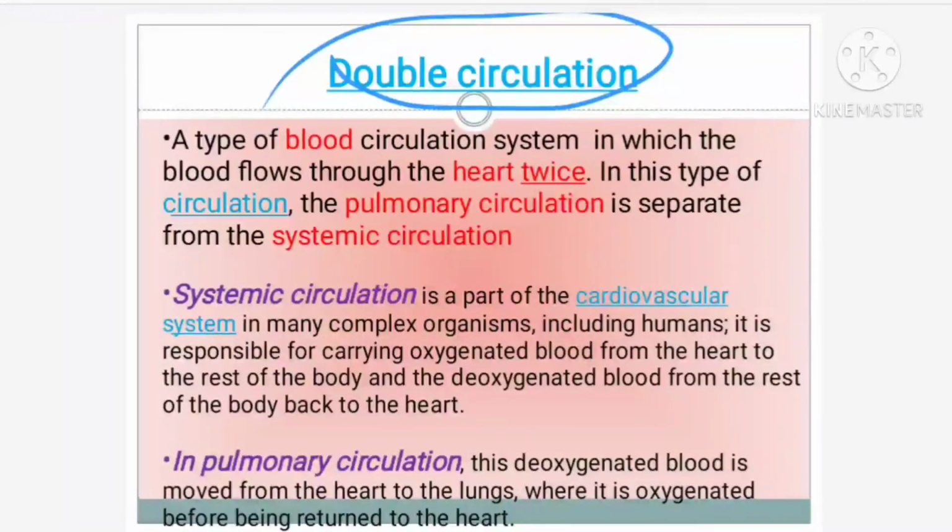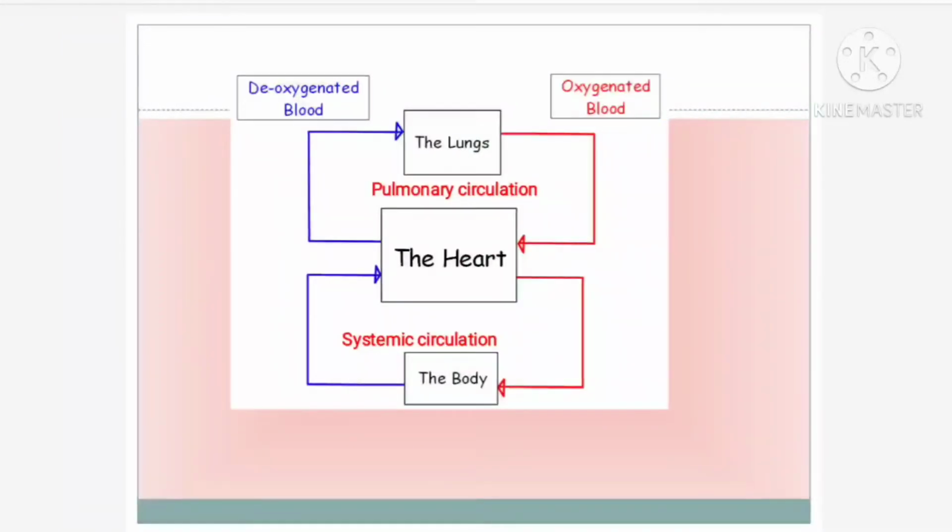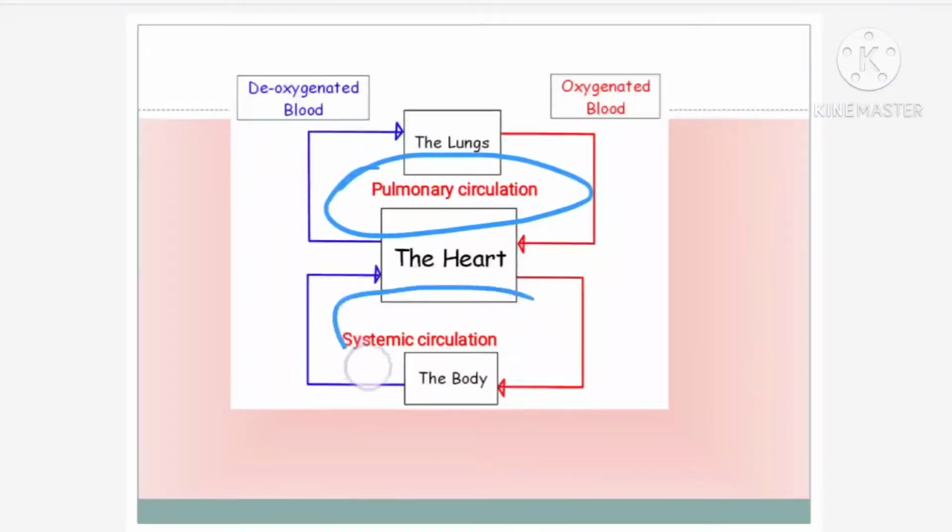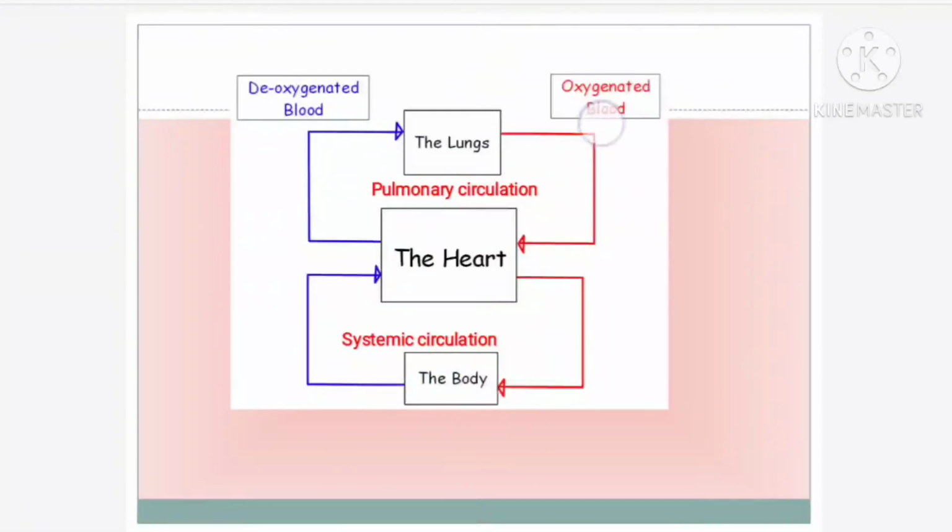Our heart circulation, we call it double circulation. Why? Because there are 2 types of circulation. One is the pulmonary circulation and the other is the systemic circulation. Listen to how the pulmonary circulation and systemic circulation differ from one another.